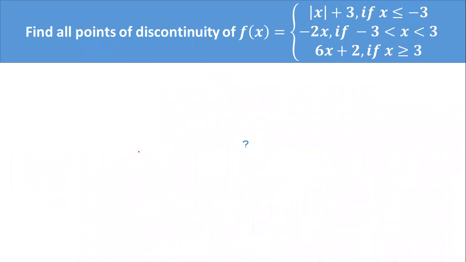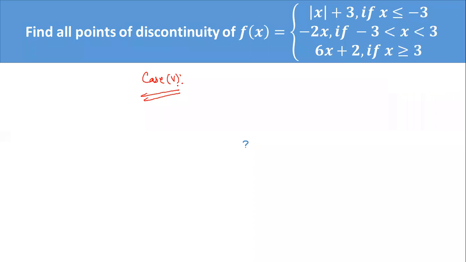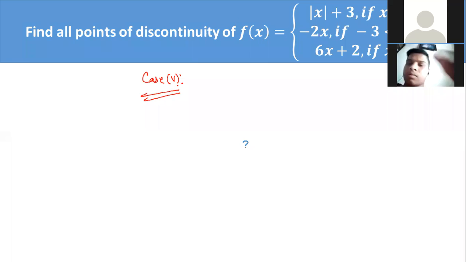Next case, case 5. Can anyone tell me what happens with case 5? Whether it is continuous or not? This one I won't do because I have done 4 cases. The 5th case you have to work out. What happens with the 5th case? It is continuous. Good student. So you know the answer, correct? So the 5th case means it is continuous. Case 5 you have to solve. I have done 4 cases. Case 5 is very similar. Okay, you can do it.